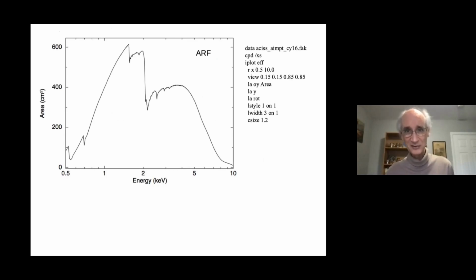So this is a typical ARF. Generally, any X-ray instrument has a similar type of shape. The cutoff at low energies is usually because you've got some sort of filter in front, because you want to keep out, say, optical and infrared.